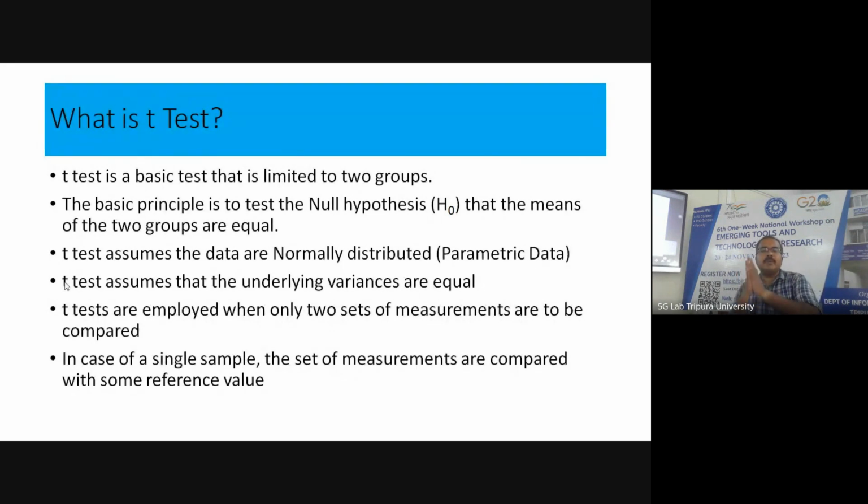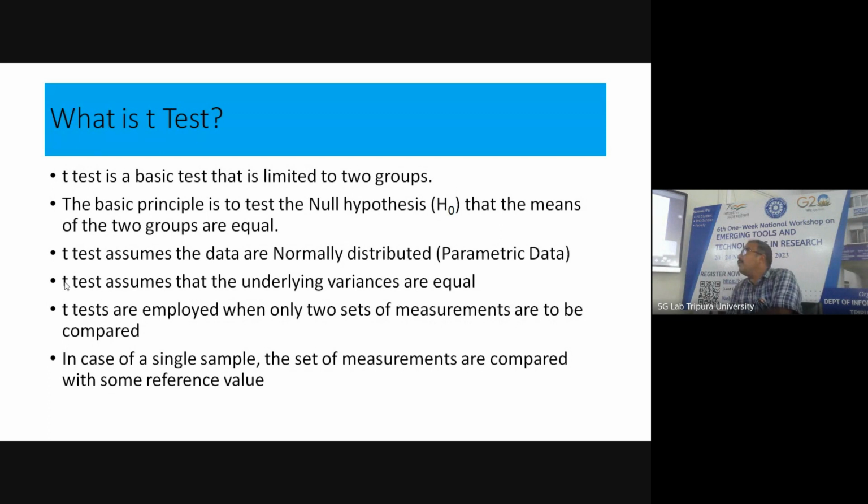The basic principle is to test the null hypothesis that the means of the two groups are equal. You have taken two different groups, maybe two cricket teams, their averages, their performances. Your hypothesis may be that these two teams are equal in terms of their performances. So what will be exactly the opposite of that? These two teams' performances are not equal.